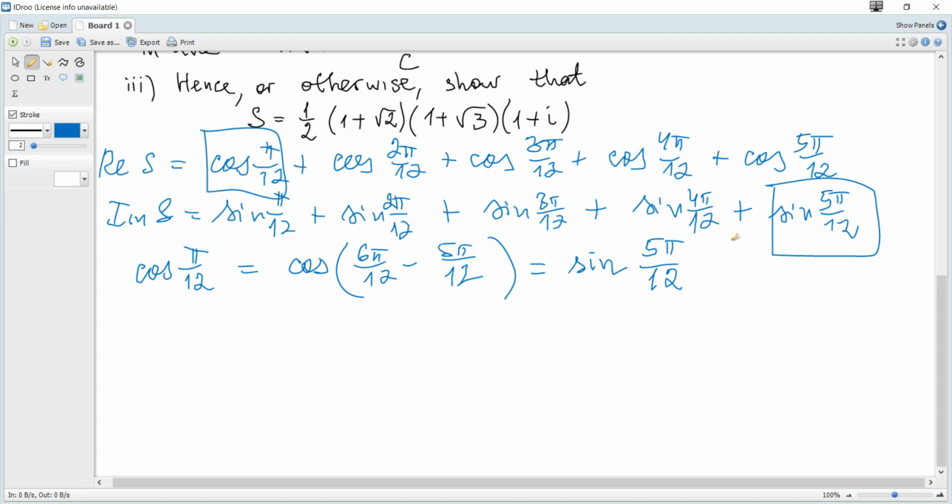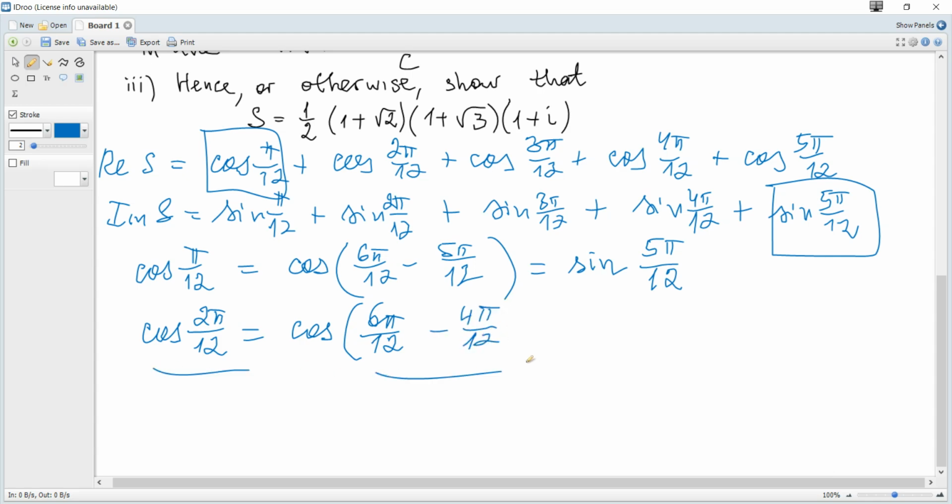And absolutely similarly for other terms. Let's consider one more. Cosine 2 pi over 12, it's cosine of 6 pi over 12. To get 2, it must be 4, minus 4 pi over 12. It's just the same. And cosine of 90 minus angle is sine of this 4 pi over 12. So this is equal to this.